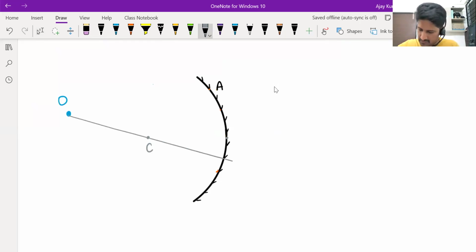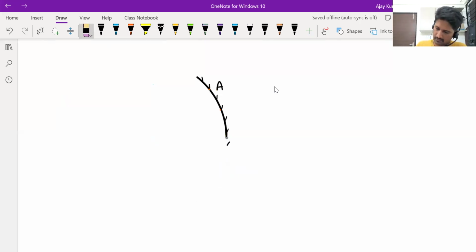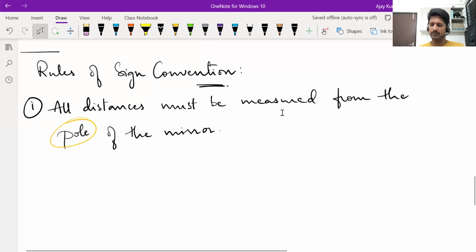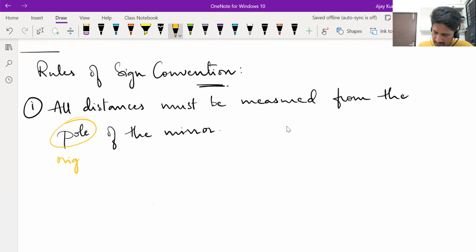Now, if the object is like this, then this line becomes the principal axis and this point becomes the pole of the mirror. It's not necessary that principal axis always be horizontal. Line connecting the object center and extended onto the mirror is what you call as principal axis. Where that line meets the mirror is what you call as pole of the mirror. Fine. So all distances must be measured from the pole of the mirror. So pole is like the origin for us.